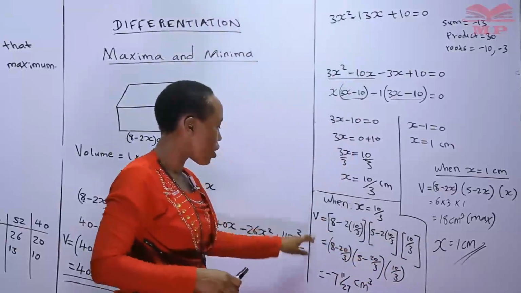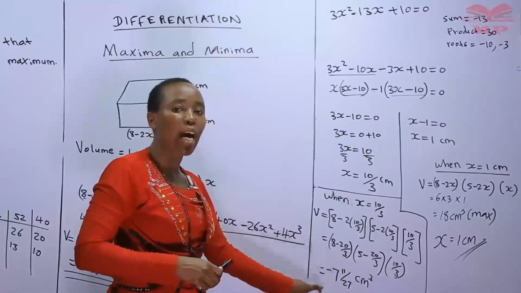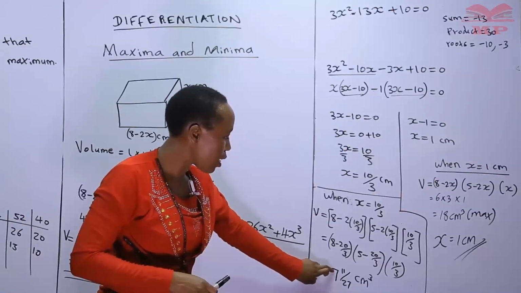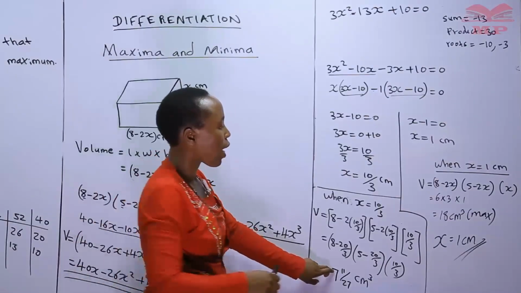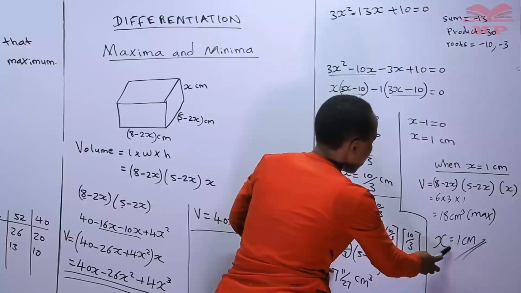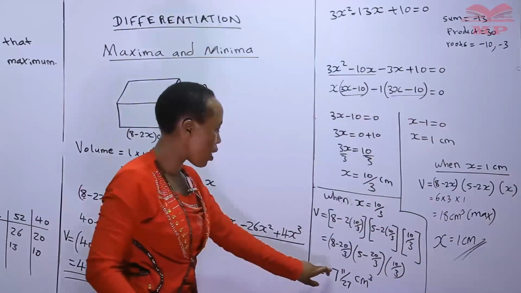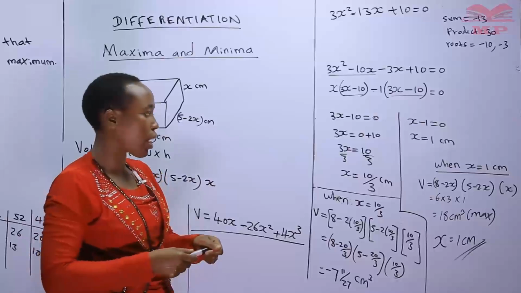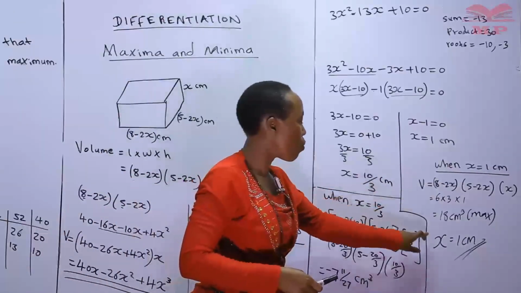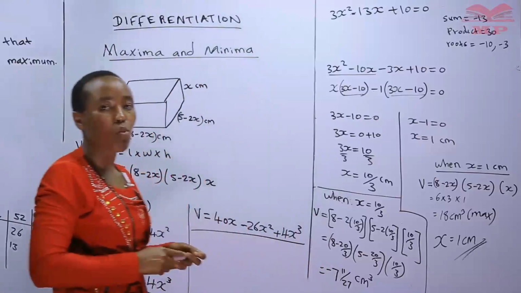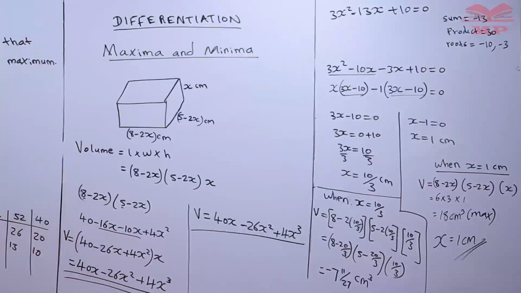This one we cannot consider because it is actually negative. If the negative was not here, we have 7 11 over 27. Again, the answer would be this because this is the maximum volume. But this one is negative. Volume cannot be negative. So the volume is maximum when the value of x is equal to 1 centimeter.